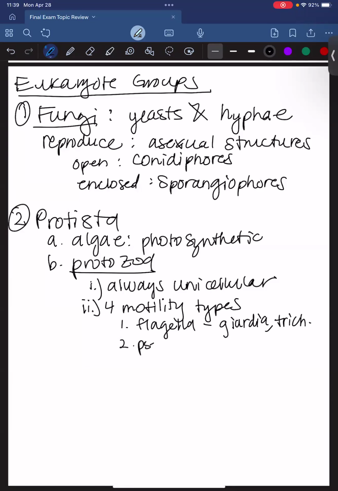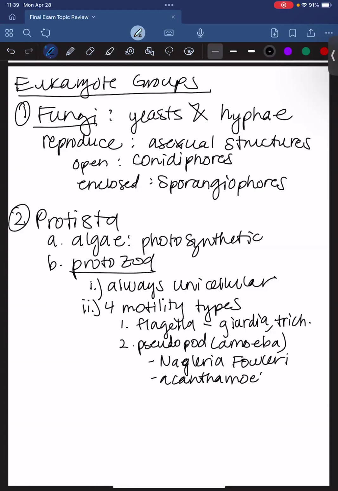Let's write that. Pseudopod. Examples of this might be Naegleria fowleri, which causes brain-eating amoeba infections, or Acanthamoeba. Then we have the ciliated ones. We did not really talk much about diseases caused by ciliated protozoa. There are some, but don't worry about them. We didn't talk about them in our class. And then we have the ones that are non-motile, also known as apicomplexans. Some examples of this would be malaria.